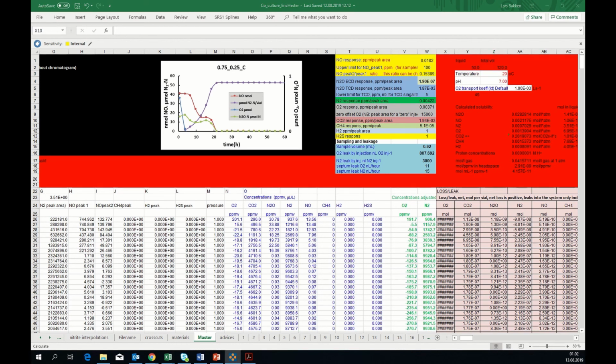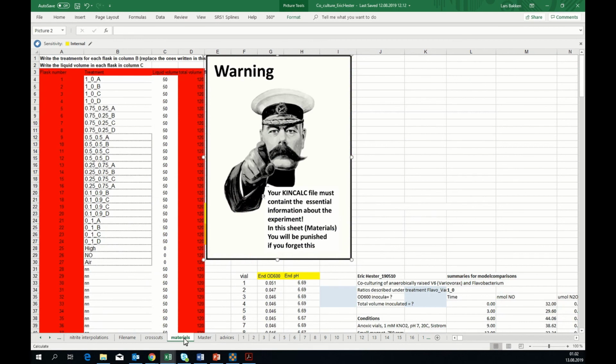Now to materials, which is another sheet. If you go down here, just beside the master, you find materials, and the materials sheet is extremely important, and you must write all the experimental details that you need to remember to analyze your data and to understand your data. Ad lib, on the right hand side here, you can write whatever you like, but make sure that you write enough. But the columns to the upper left are very important.